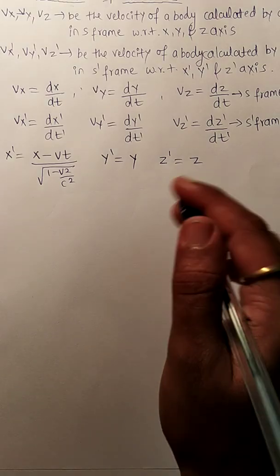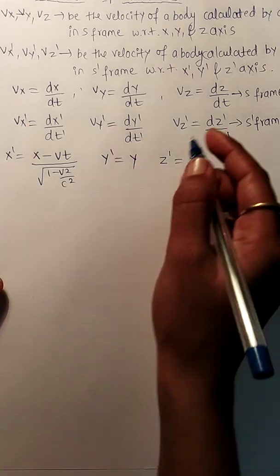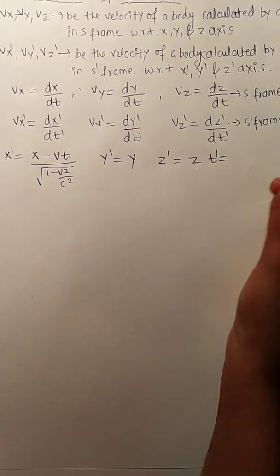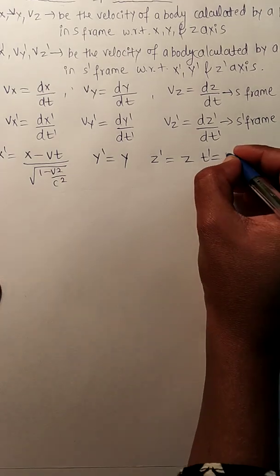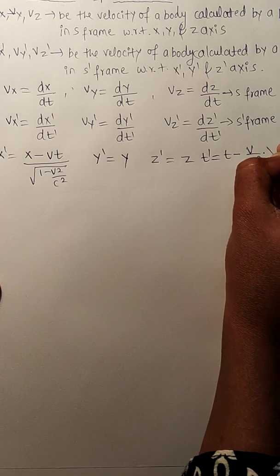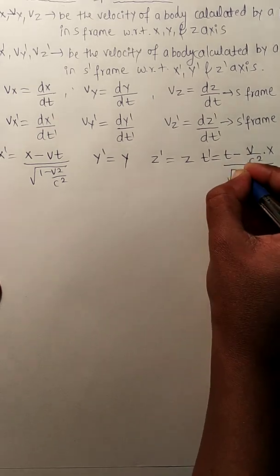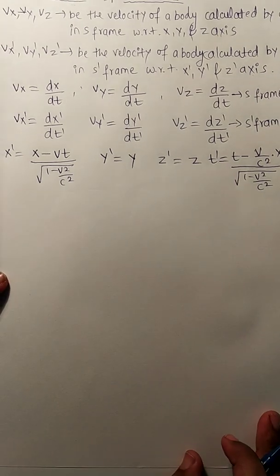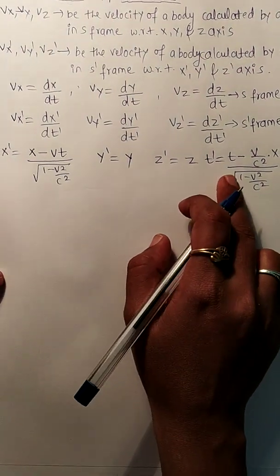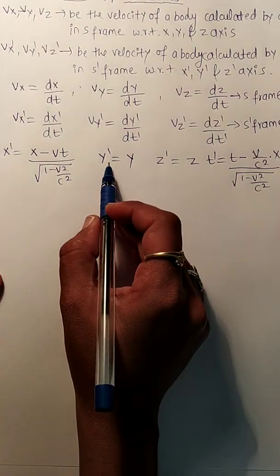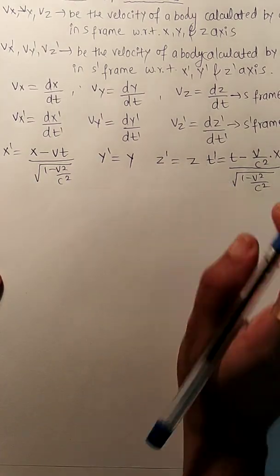Okay, so that's what time also changes. So for that, the time will be given by what? According to the Lorentz equation, t dash is equal to t minus v by c square into x, whole divided by square root of 1 minus v square by c square, isn't it? So this is the t dash value.